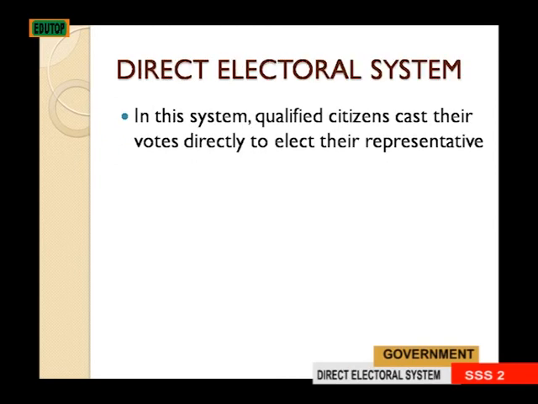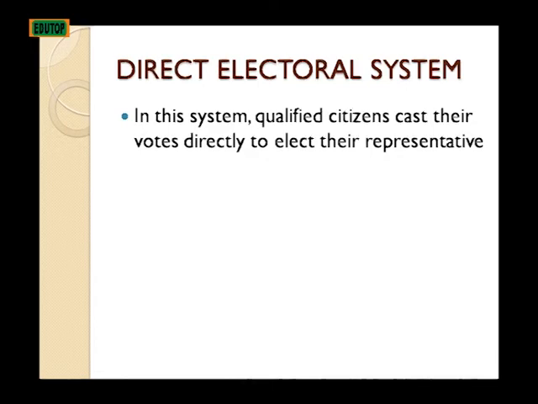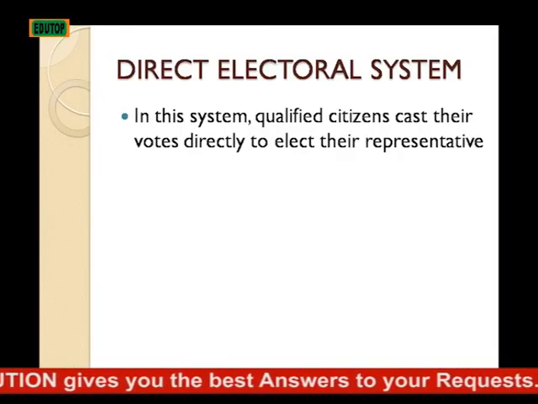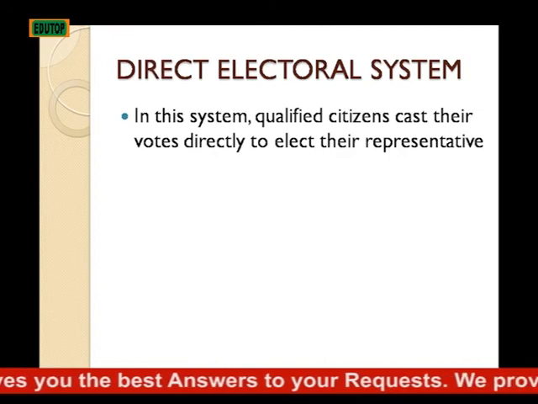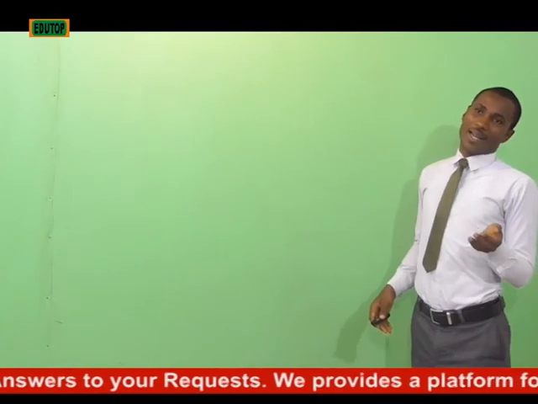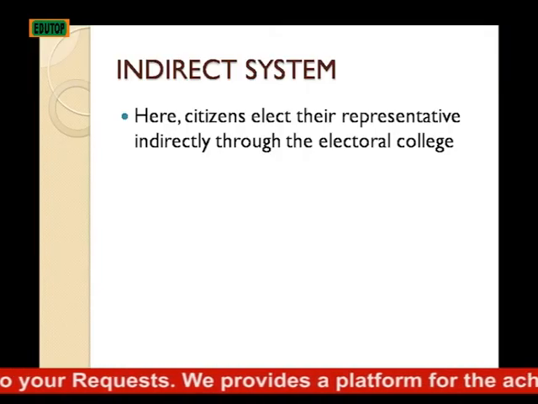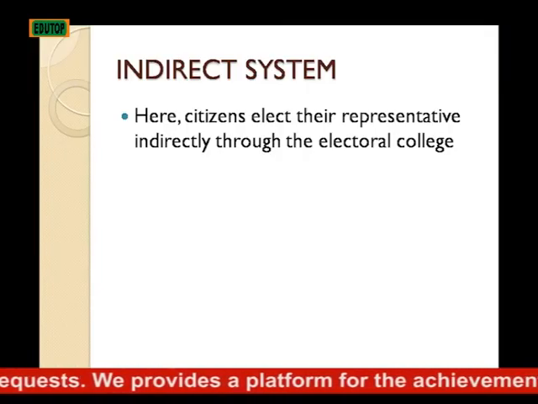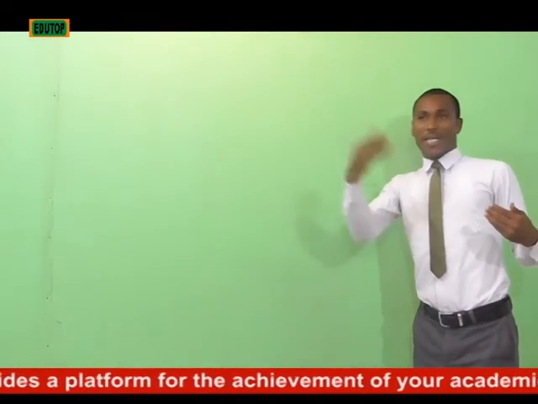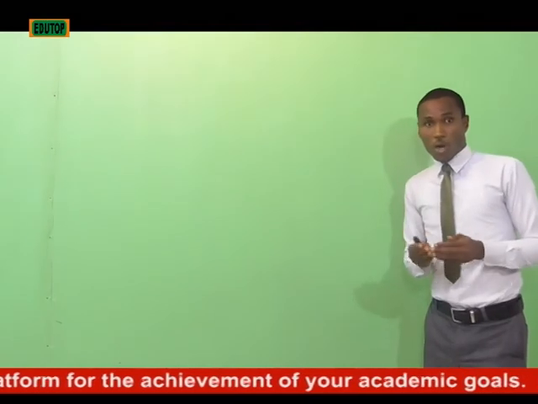We shall now talk about the direct electoral system. Of course, we shall be discussing that against the background of the indirect electoral system. But let's start with the direct electoral system. In this system, qualified citizens are allowed to cast their vote directly to elect their representatives. And this is against the indirect system, where citizens elect a number of people who represent them. Through them, their representatives will then be elected in what we call the Electoral College.